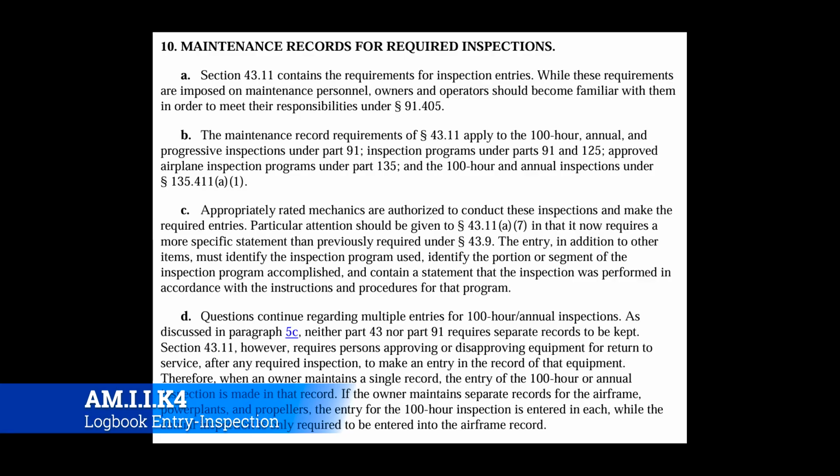Okay, so what are the inspections that have to be documented? What kind of permanent records are we required to put in these logbooks? Is the natural question that you should ask. Well, here's a cutout from AC 43.11, where essentially it's going to outline exactly what those are. So if you look at subparagraph B, it says it very clearly. The maintenance record requirements per 43.11 apply to the 100-hour, the annual, the progressive inspections under Part 91, inspection programs under 91.409, approved airplane inspection programs under 135, and the 100-hour annual inspections under 135.411(a)(1).